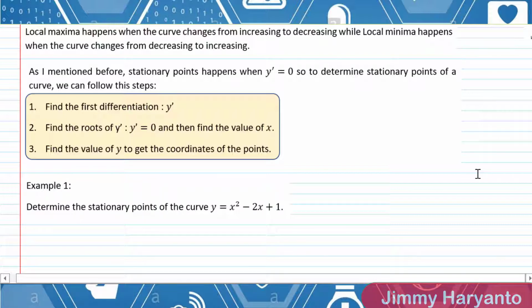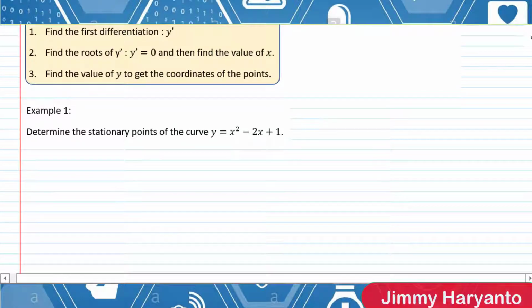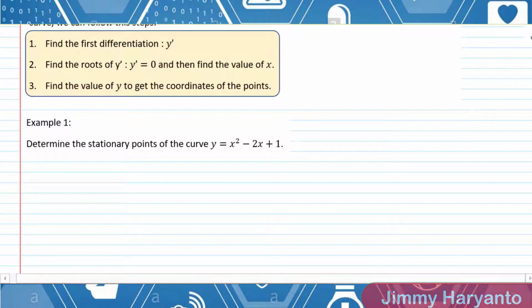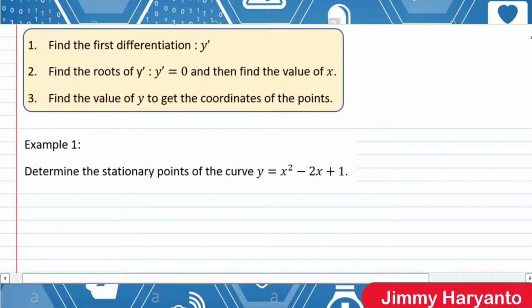Okay, let's take a look at example 1. Determine the stationary point of the curve y = x squared minus 2x plus 1. So this is the curve. We have to find the stationary point. To find the stationary points, you have to follow the steps. The first step is to find dy/dx, which equals the first differentiation of the function. It will be 2x minus 2.